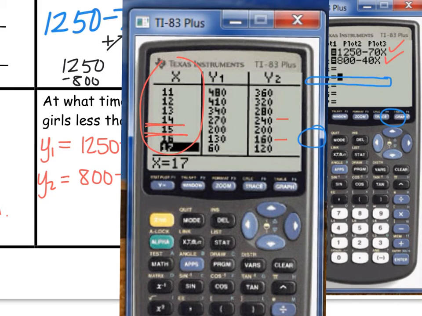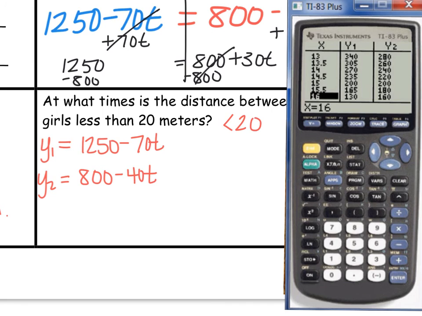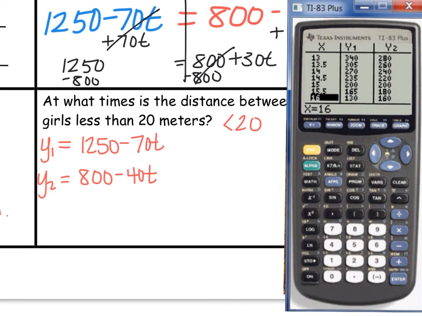So I went into second and window, and I changed my x scale to 0.5. So if I look at 14.5 minutes, the difference between 235 and 220 is 15 meters. And if I look at 15.5 minutes, the difference between 165 and 180 is also 15 meters.